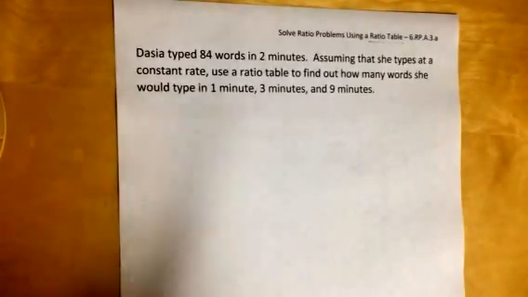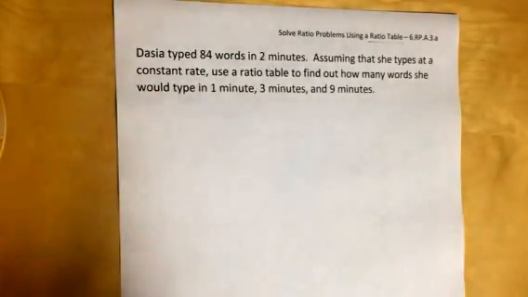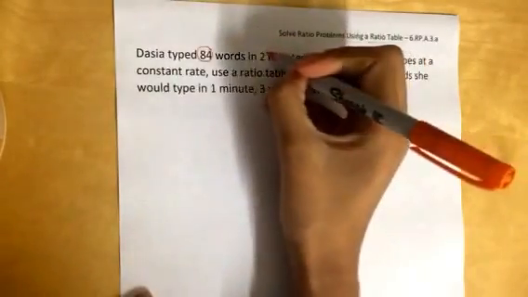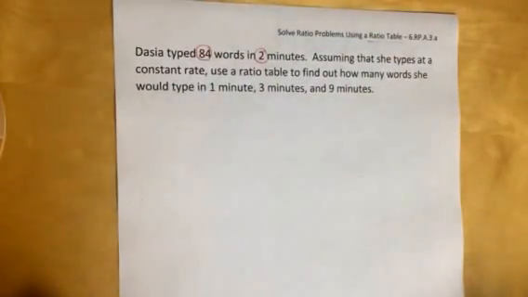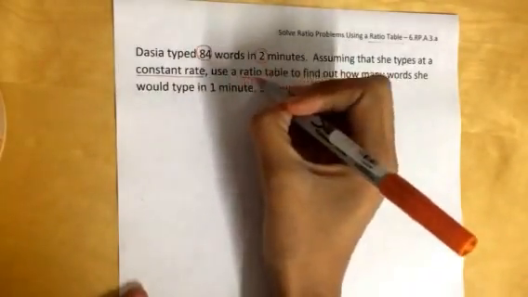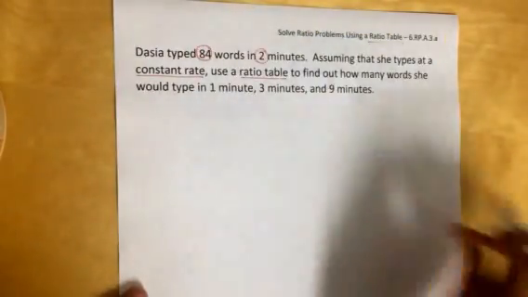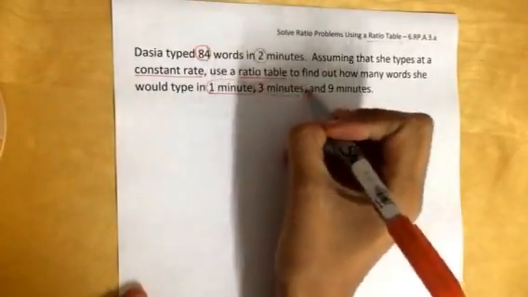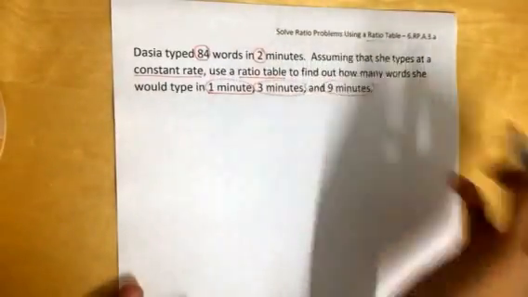Here we go. Deja typed 84 words in 2 minutes. Assuming that she types at a constant rate, use a ratio table to find out how many words she would type in 1 minute, 3 minutes, and 9 minutes.